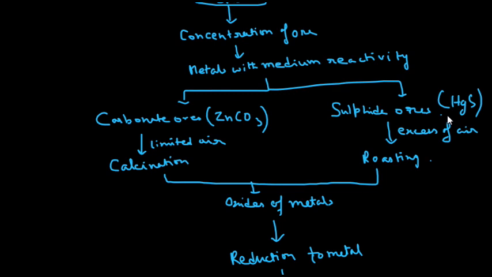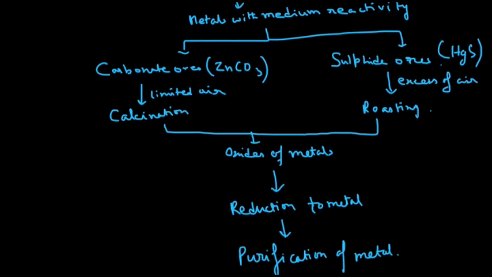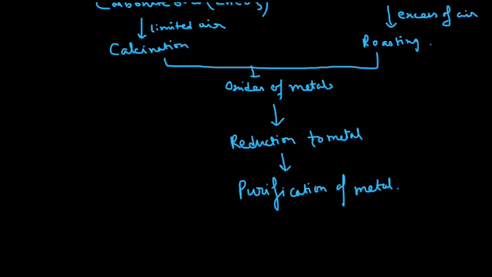And what happens after roasting? Again, oxides of metals are formed. So now we remove the oxygen from the oxides of metal to get pure metal. This process is called reduction to metal. And the last step is purification of metal.